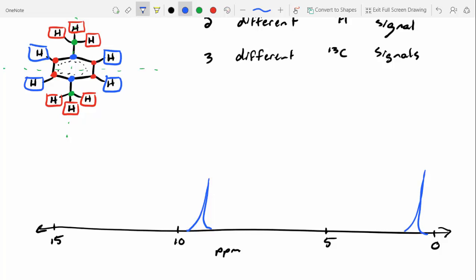So what we're going to do tomorrow when we come in is learn how to predict where on the scale signals will show up. And then we'll also learn how to interpret what those signals mean and how they can give you some clues as to the connectivity of the overall molecule.